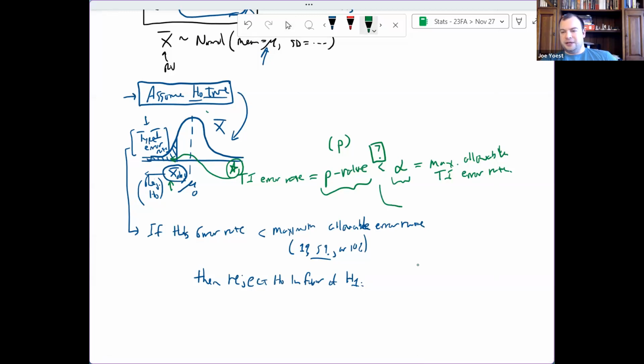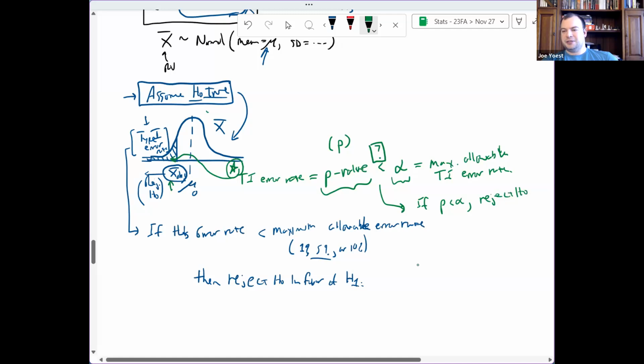Right, so the decision criterion is: find the p-value, and if p is less than alpha, reject H0. If p is greater than or equal to alpha, do not reject H0. So that's the decision criterion.